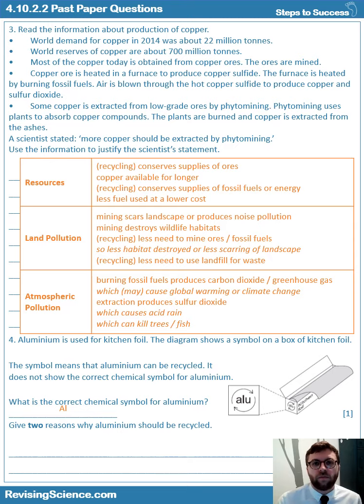So for example, we can think from a resource-based idea, that if we are extracting from lower grade ores, and we're recycling that copper, it's going to keep those supplies of ores for longer. We're going to have more of it. And also, if we're less focused on large-scale mining and using more phytomining, then we're going to use less fossil fuels and less energy. And also, if we're using less fuel, it'll be lower cost.